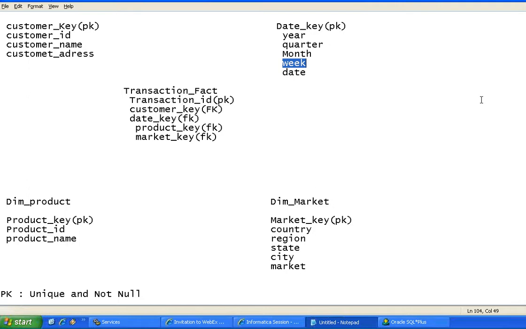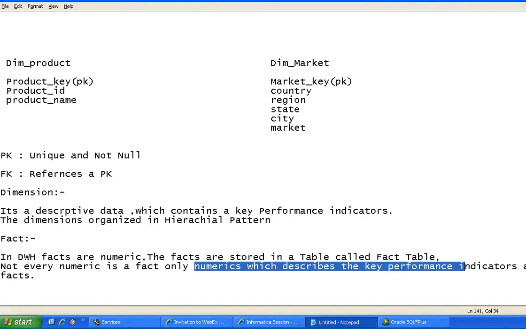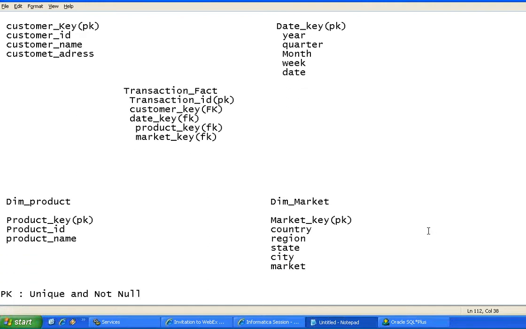The facts are numeric, but what types of things does it contain? It contains only the numerics which describe the key performance indicators. So we have the market key, foreign key here in the fact table. This is how we differentiate between the dimension tables and fact tables. As per our scenario, first the data should always get loaded into the dimension table, then the data should get loaded into the fact table. Dimension contains all the detailed information regarding the table, and the fact table will always contain the summarized information regarding the table.